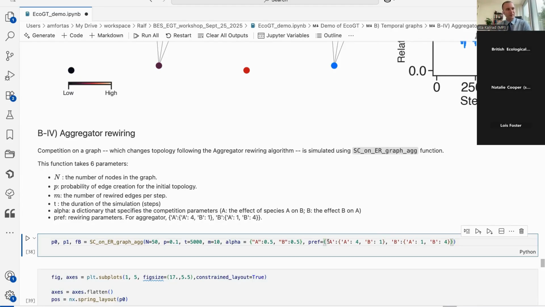So in this case, for example, for any given species, we have a dictionary. So for species A, we have a dictionary with two keys. In this case, A is 4 times more likely to attach to A than to attach to B. And the other species is also preferring to aggregate with its own, so B is 4 times more likely to attach to another B node than an A node.